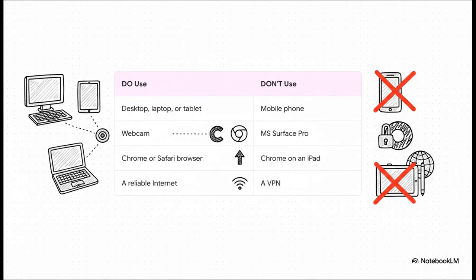Now the tech stuff is super specific, so let's pay close attention here. You have to use a desktop, a laptop, or a tablet with a webcam. Your phone is a definite no-go. For browsers, you're going to want to stick with either Chrome or Safari, but there are a couple of weird exceptions. Chrome on an iPad and the Microsoft Surface Pro are not allowed. And last but not least, make sure you turn off any VPN before you start.